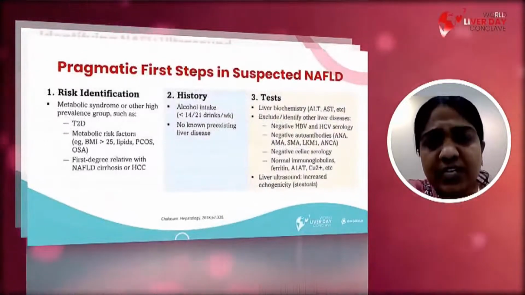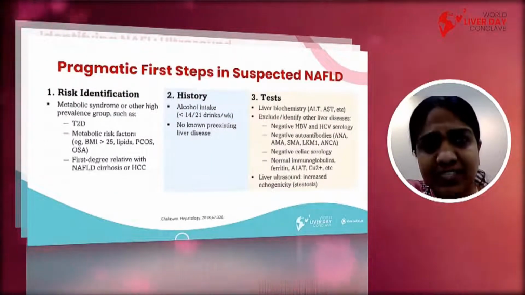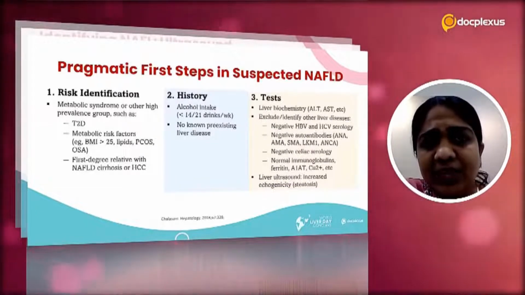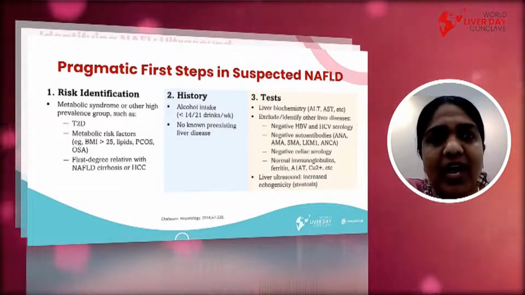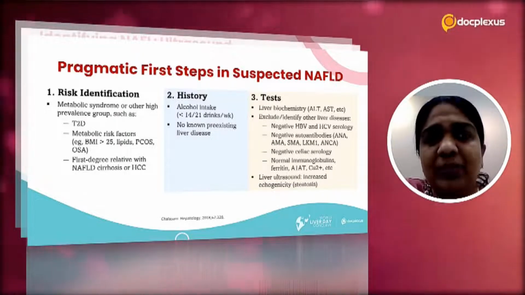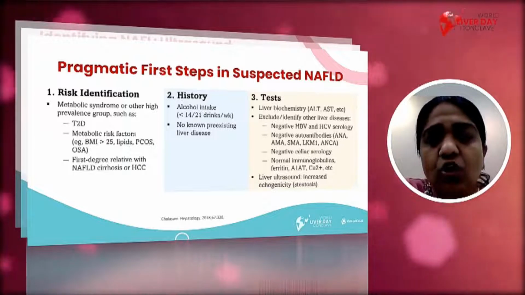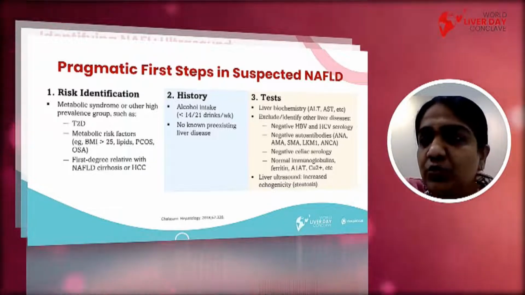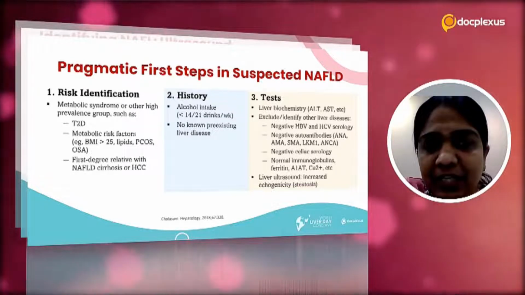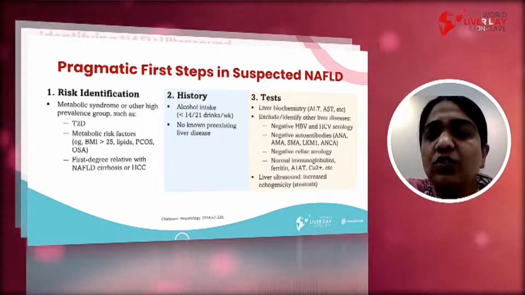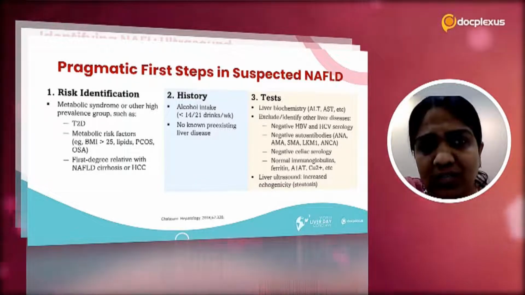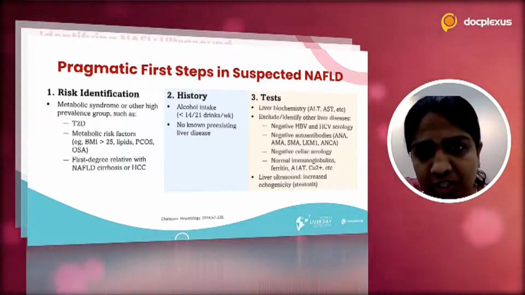So, what are the first steps in patients with suspected NAFLD? First of all, what are the various risk factors? Patients with metabolic syndrome and high prevalence groups, like age more than 50, patients with type 2 diabetes, BMI more than 25, patients with PCOS, obstructive sleep apnea, dyslipidemia, first degree relatives of NAFLD cirrhosis, or patients with hepatocellular carcinoma. These are the high risk population.